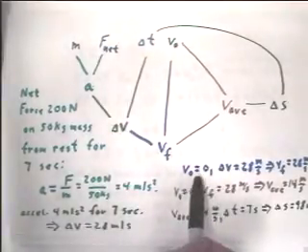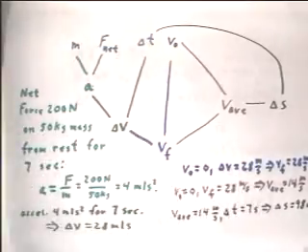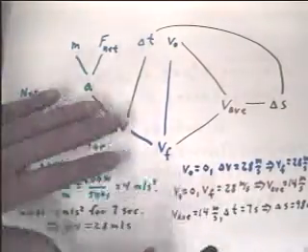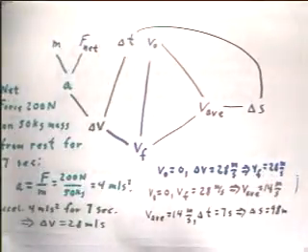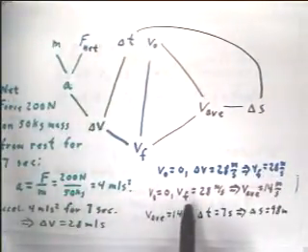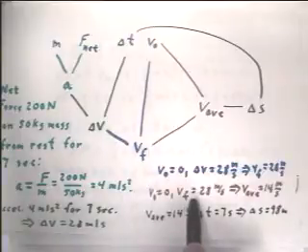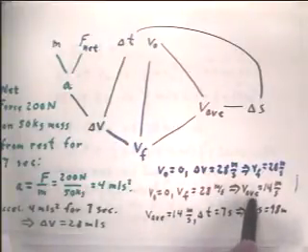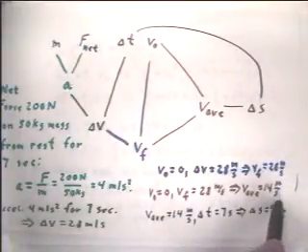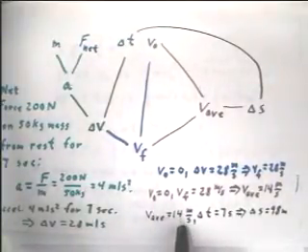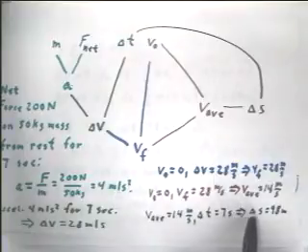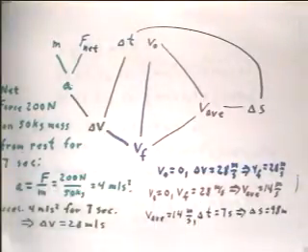Now, initial velocity 0, delta v of 28 meters per second implies what? A final velocity of 28 meters per second. Putting the initial and final velocities together, we simply average them to get the average velocity, 14 meters per second. And then an average velocity of 14 meters per second for 7 seconds implies that we move 98 meters.